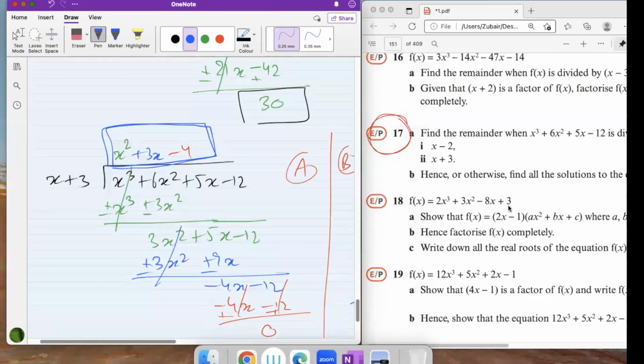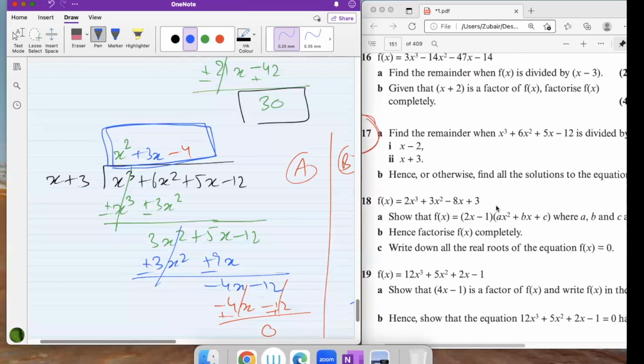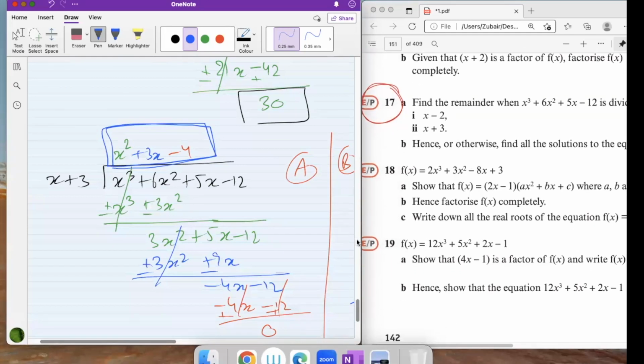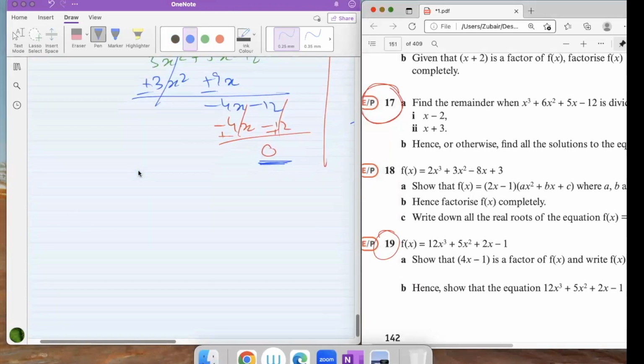Let us quickly try another question. Look at question number 19. Question number 19 says that f of x is equal to this. Show that 4x minus 1 is a factor. If a number is a factor, the remainder is always 0.